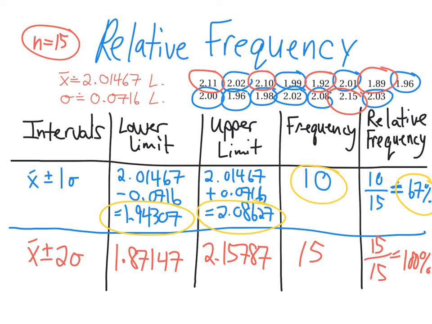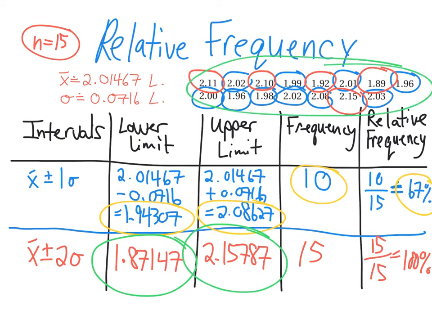And when we open up to 2 standard deviation intervals, 2 standard deviations below the mean, 2 standard deviations above the mean, we have accounted for all 15 pieces of data, and as a relative frequency, that is 100%. So that concludes the topic of relative frequency in reference to this data set. It took 2 standard deviation intervals to reach 100% of the data set.